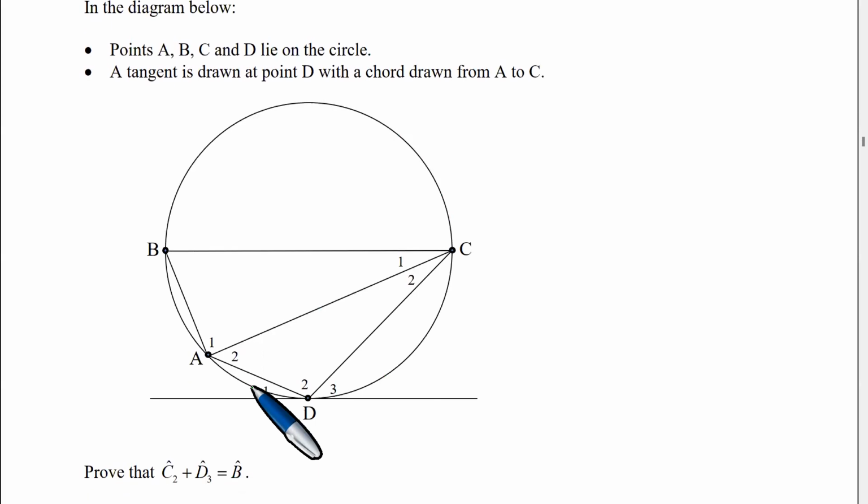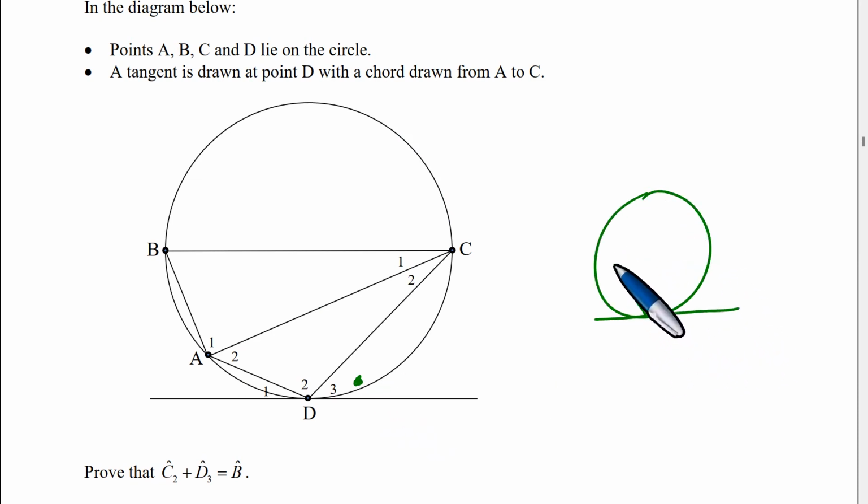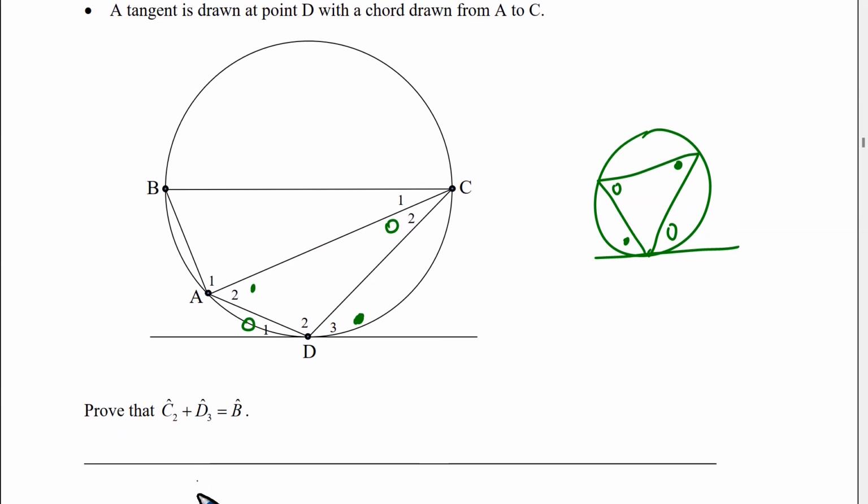Right, so you have a tangent. A tangent is drawn at point D, so you'd have the tangent-chord theorem. So if this is the case here, you have this here equals this here. If it's a tangent, then you have that this angle equals this. Okay, prove that.